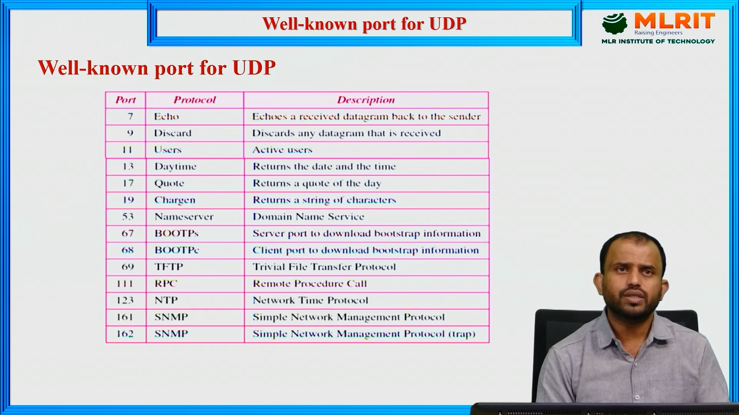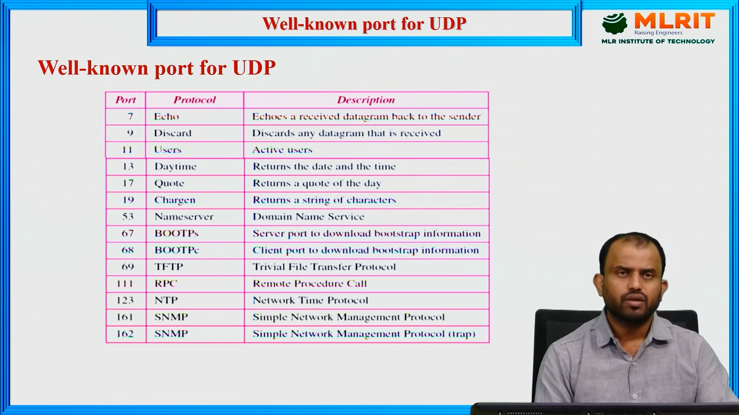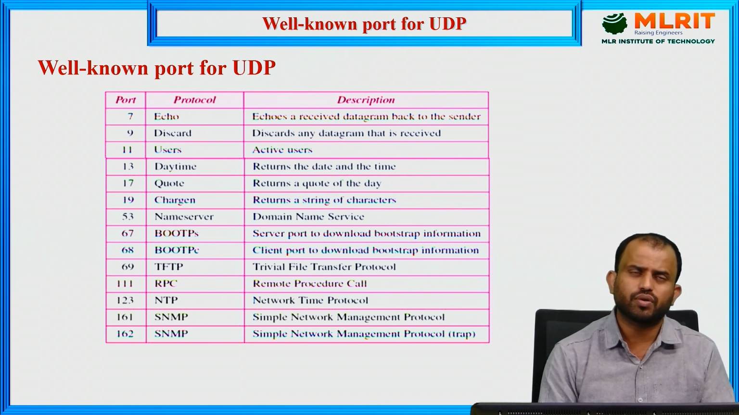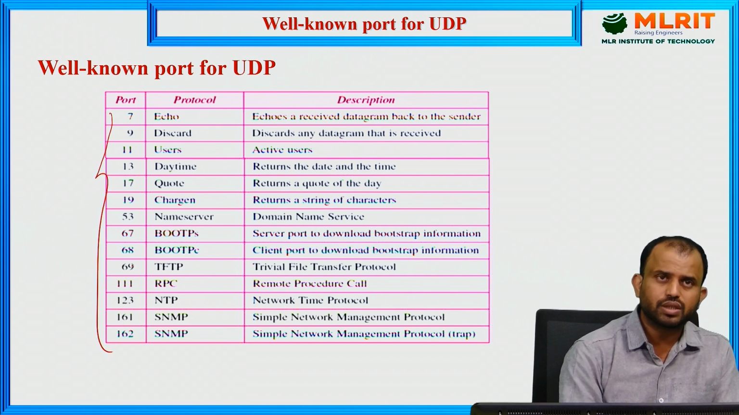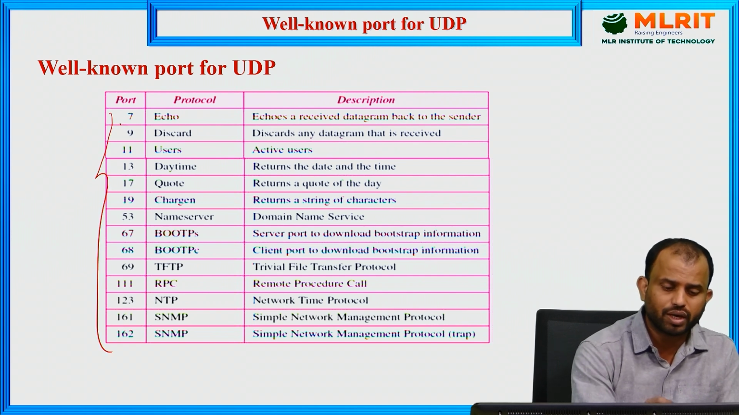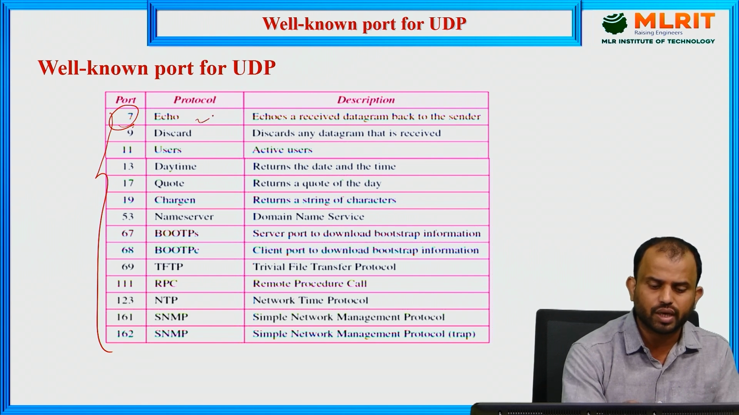And what are the well-known ports for the UDP protocol? We can say it is a well-known kind of structure, and we have organized it. We have different kinds of structure that we are using. So you see this one, this is not a serial number, this we call a port number. For example, port number 7 we call the echo protocol.